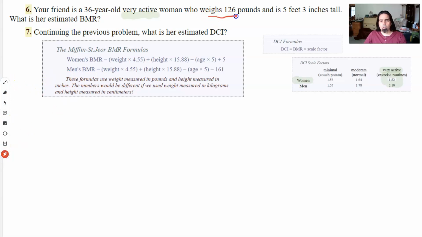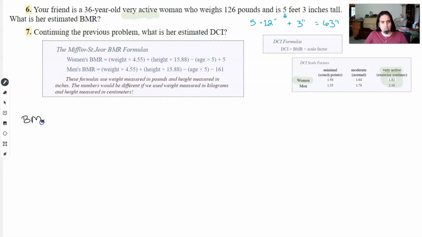She weighs 126 pounds. Great, we'll plug that number in here. And then 5 foot 3 inches tall, we need to plug in to the height only inches. So 5 foot 3 inches tall, each foot is 12 inches, so 5 times 12 inches, and then we'll add back on the 3 inches, and we'll get 63 inches. Now we're ready to start.